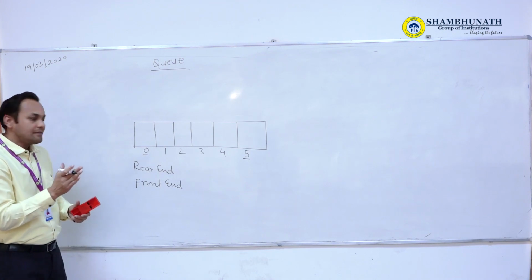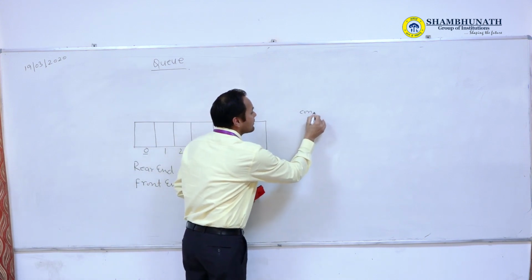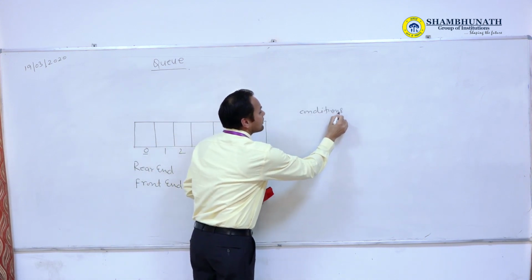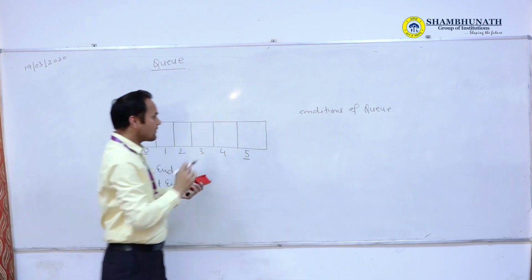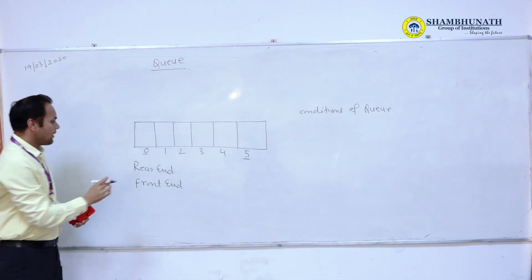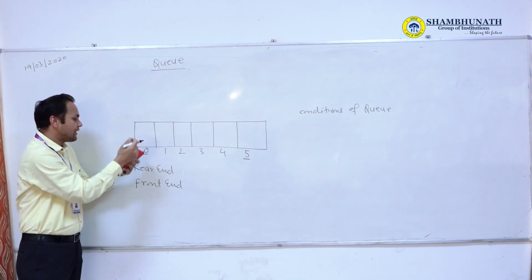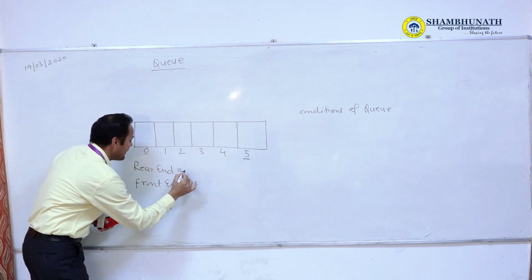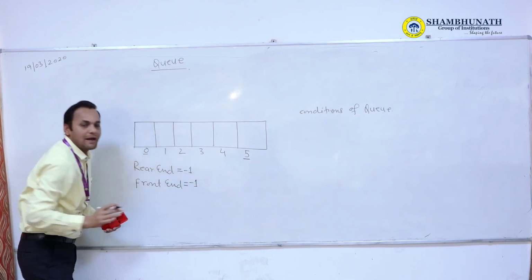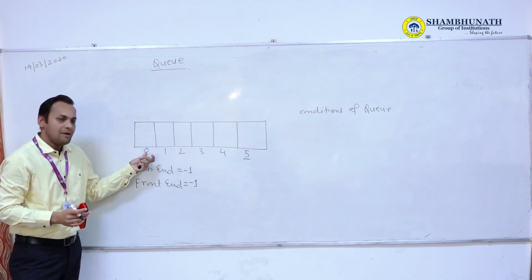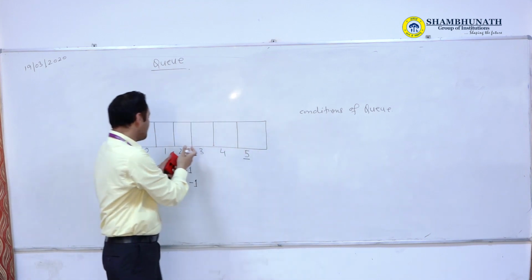There are some conditions of the queue I will discuss here. Conditions of the queue. At that time, what is the exact position of rear and front? There is no element in the queue. Rear is -1 and front is also -1 because there is no element in the queue. I will discuss some operations on the queue.